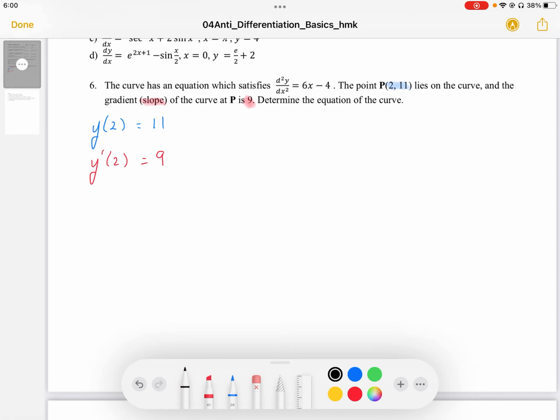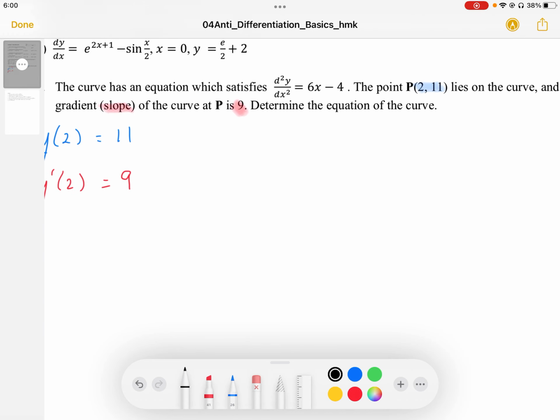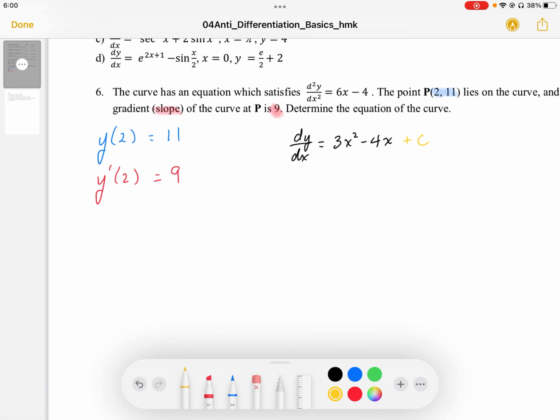Starting with d squared y over dx squared, I'm going to anti-differentiate to get dy by dx. And when I do that, I end up with 3x squared minus 4x. And then I have a plus c, which I have to solve for. Now I can solve for that plus c because I have a value of y prime. So I know y prime at 2 is equal to 9.